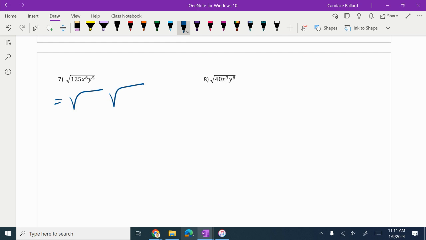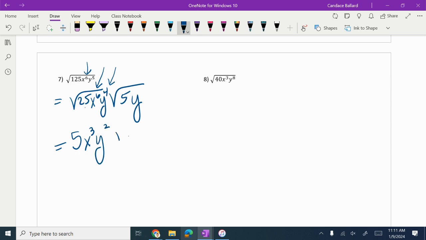Okay. So let's look at the numbers first. Biggest square number that goes into 125. What'd you guys get? 25 and 5. Perfect. X for the even ones. What's the biggest even number you pull out? Nothing left over. Okay. What about for the Y's? 4th, what was left over? Y. Good. What's the square root of 25? 5. The square root of x to the 6th. X to the 3rd. What did you divide by? 2, right? What's the square root of y to the 4th? Good. Divide by 2 again, right? And then square root of 5y at the back.